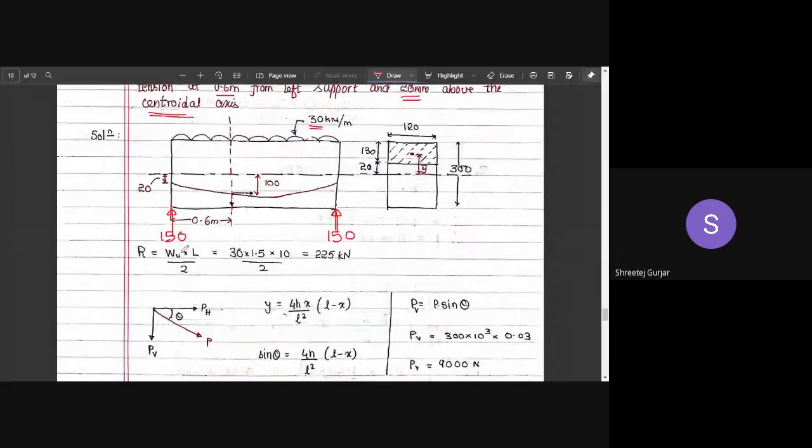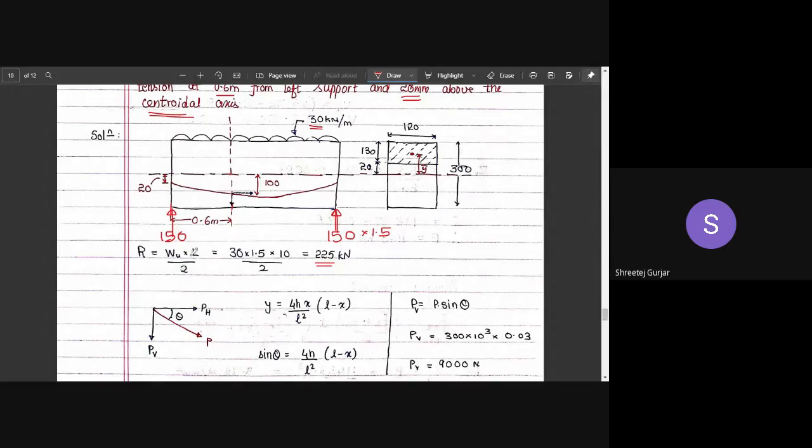So 150 into 1.5, it is what? If we do that, it will come as 225 kilonewton. Okay, so that is the reaction that we will consider. 225 is the reaction at the support, after multiplying by the factor of safety.